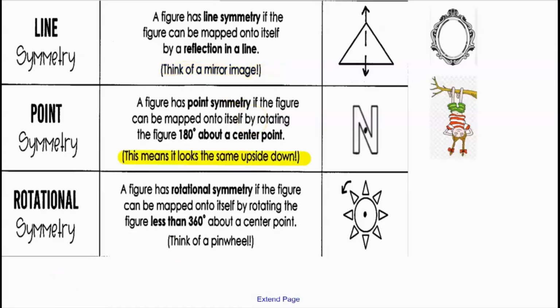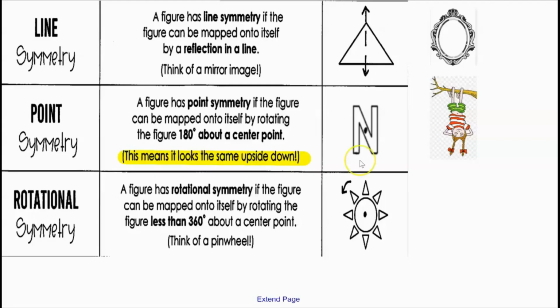Next up, point symmetry. Okay, a figure has point symmetry if the figure can be mapped onto itself by rotating the figure 180 degrees about a center point. So, for instance, it means it looks the same upside down. Put a picture of a girl upside down here. So if I take this and turn it upside down, it will look the same.